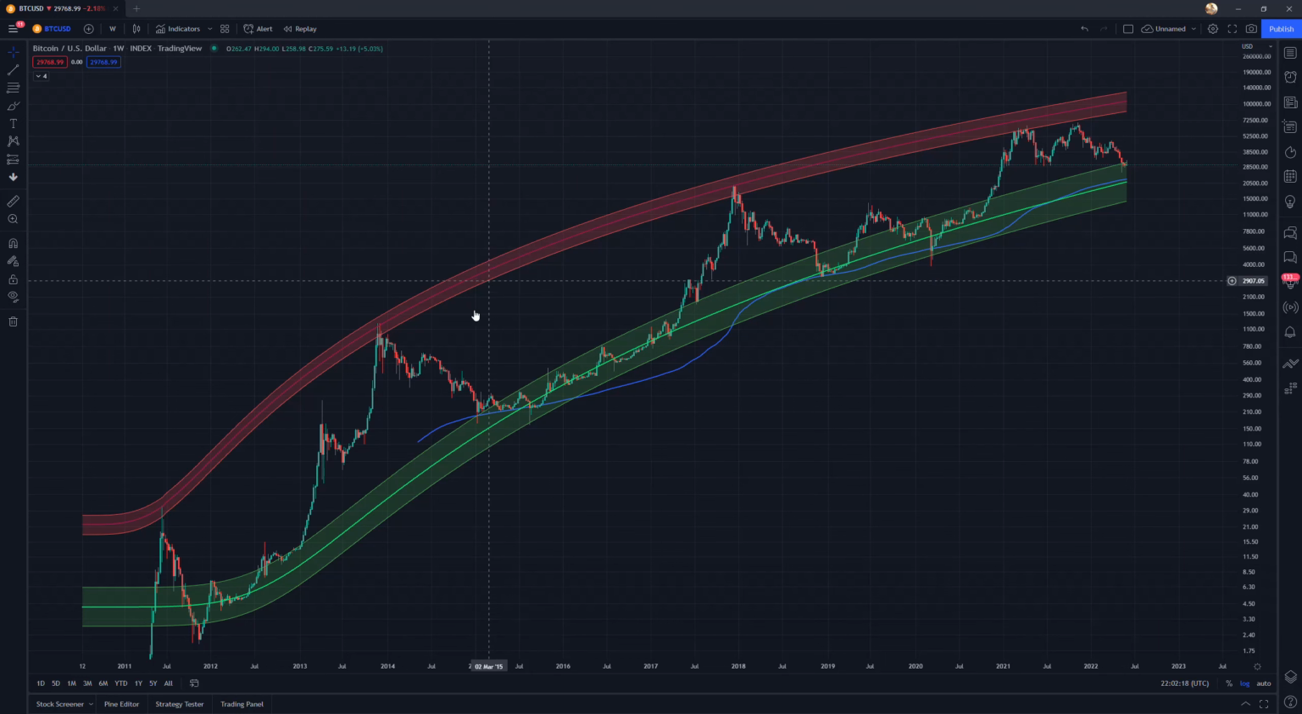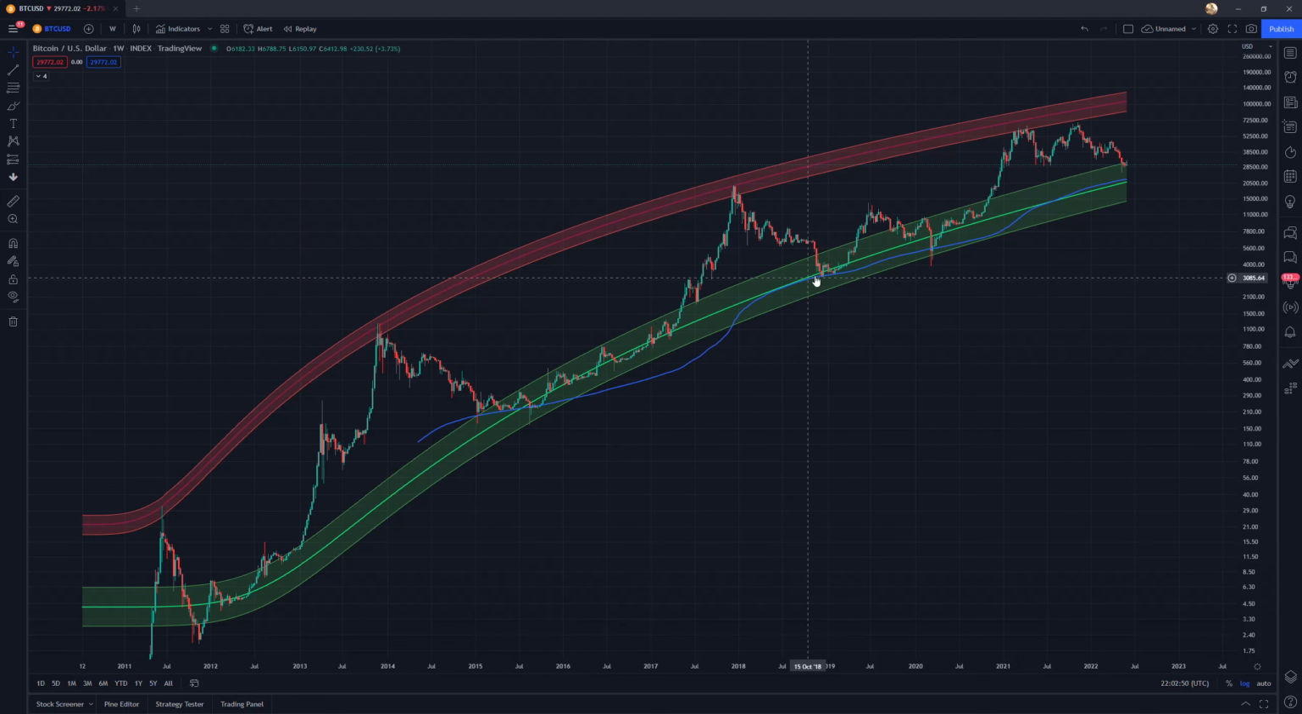So I have two logarithmic regression curves, one in green and one in red. The red one is fitting data from the peak in 2011, the peak in 2013, and the peak in 2017, and it fits a curve which extends outward and helps us identify when the market is severely overextended. So we can see how price action was just at the bottom of this regression curve towards the peak in April of 2021.